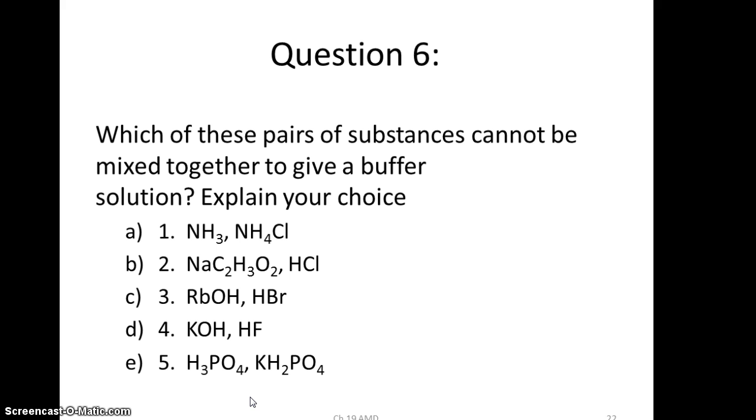So here's another question. Which of these pairs of substances cannot be mixed together to give a buffer solution? And I'd like you to just write a little bit about why.